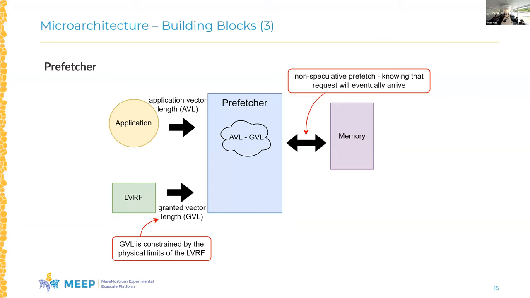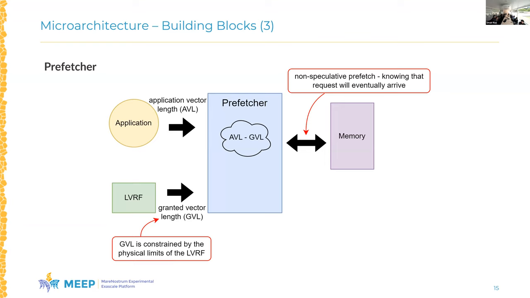So you can think of a prefetcher in a way that if an application is demanding a request with some application vector length, we know that we have a long vector register file, which is a physical register file. So we have some physical constraints, some physical limits, and the granted vector length is governed by those physical limits. In our case, our memory engine gets both of them. We know what the application is demanding, and the memory engine knows the granted vector length, because the memory engine knows that we have a physical structure.